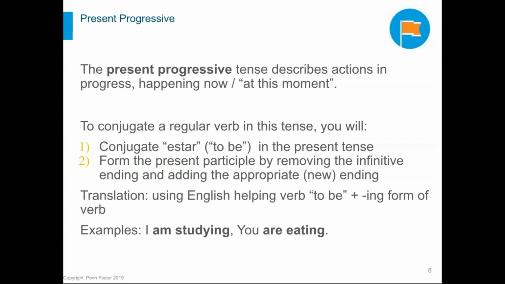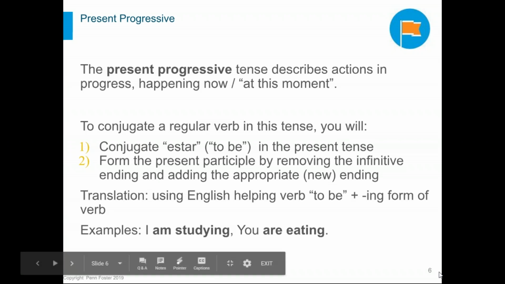Second step is that estar must be followed by the present participle. And the present participle is formed by removing the infinitive ending, the AR, the ER, or the IR from that second verb, and adding the appropriate ending, which we will discuss shortly. So if you're looking at those examples, comparing the English examples to Spanish, the am and the are would be equivalent to the form of estar, step 1. And the verb that ends in ing, studying and eating, those are the present participles.